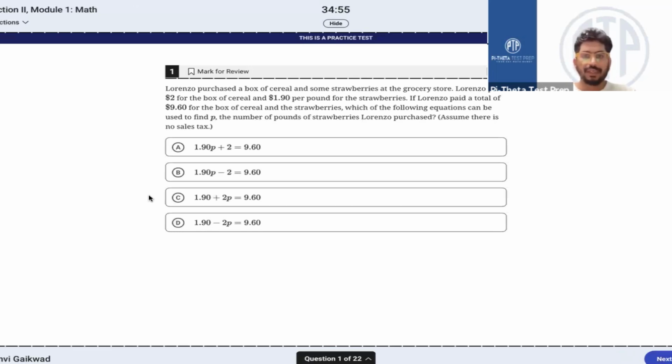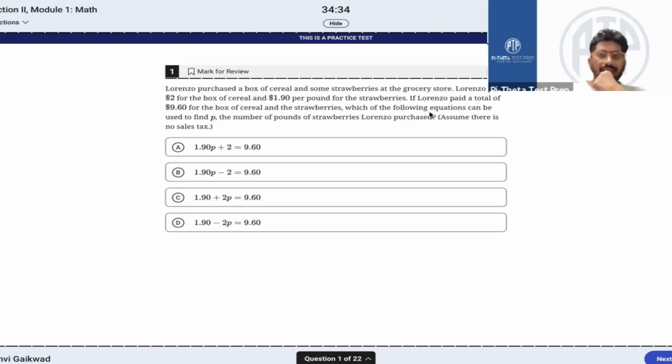Lorenzo purchased a box of cereal and some strawberries at the grocery store. Lorenzo paid $2 for the box of cereal and $1.90 per pound for the strawberries. If Lorenzo paid a total of $9.60 for the box of cereal and strawberries, which of the following equations can be used to find P, the number of pounds of strawberries Lorenzo purchased?